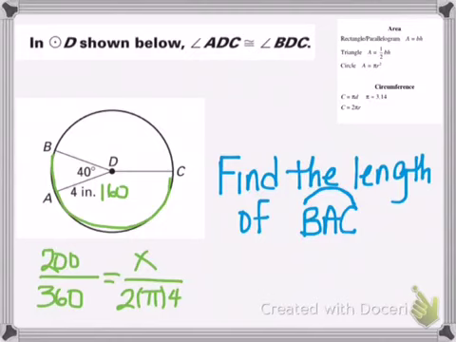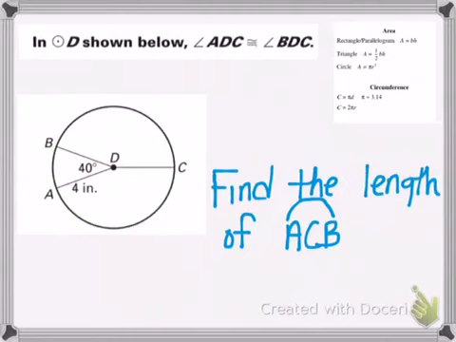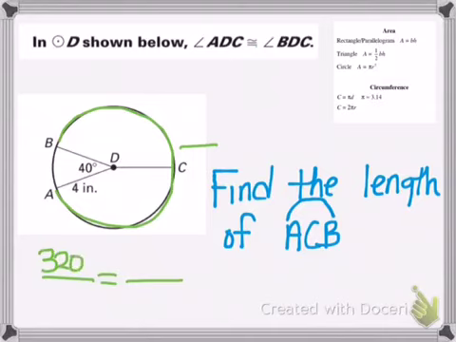Cross multiply to solve. Find the length from A to C to B. Make sure you find this measure for the arc and set up your proportion. So that would give me 320 degrees for the part, 360 for the whole. I want to find the part for the arc, 2 times pi times 4 for the circumference of the circle. And cross multiply to solve.